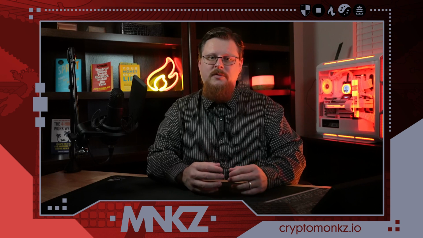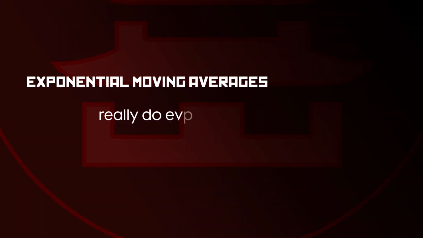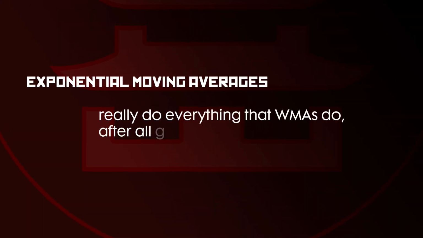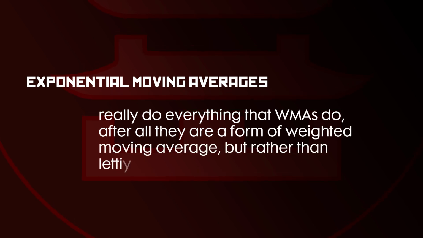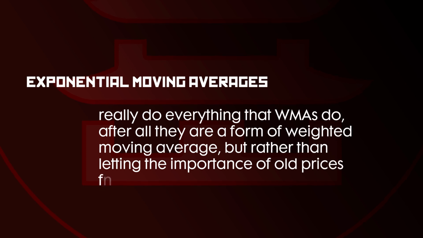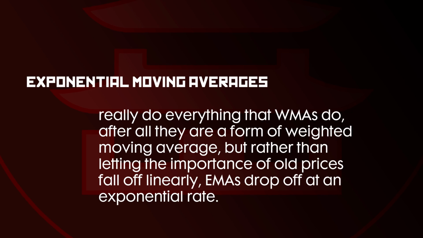There are faster, potentially better, and more forgiving moving averages than linear weighted moving averages. Exponential moving averages really do everything that WMAs do. After all, they're a form of weighted moving average. But rather than letting the importance of old prices fall off linearly, EMAs drop off at an exponential rate. Older data points become less important faster, and newer prices have a higher weighting, all resulting in increasing the speed and responsiveness of the indicator.